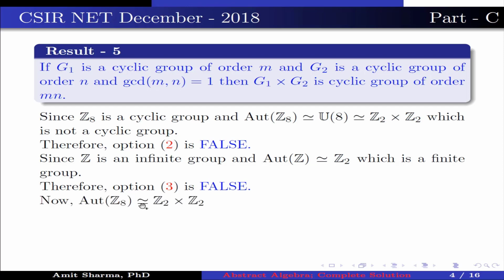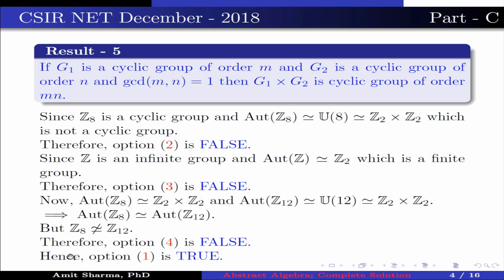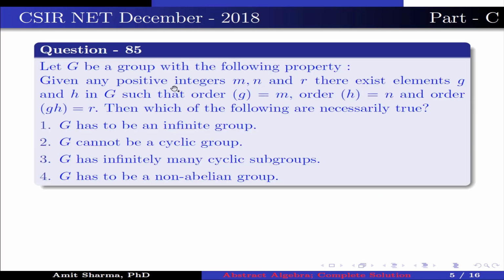Now, Aut Z8 is isomorphic to Z2 cross Z2 and Aut Z12 is isomorphic to U12, which is further isomorphic to Z2 cross Z2. This implies Aut Z8 is isomorphic to Aut Z12, but Z8 is not isomorphic to Z12. Therefore, option 4 is false. Hence, option 1 is true.